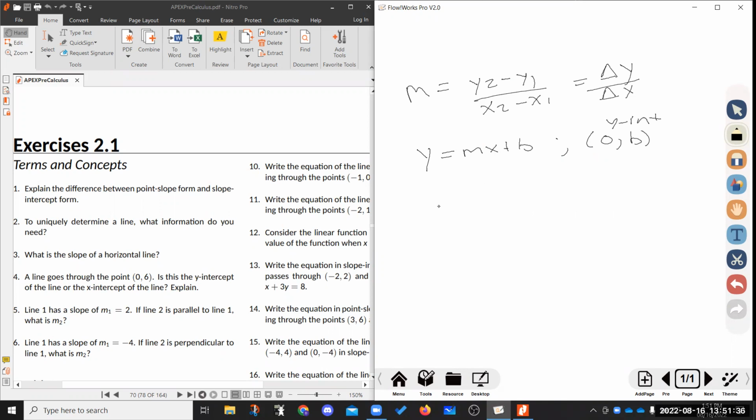Or if we don't have the y-intercept, then we're going to use a different form of this equation where the x2 and y2 are unknown, and so we just replace them with x and y. We multiply and then solve for y. y minus y1 is going to be m times x minus x1. This is called the point slope form.